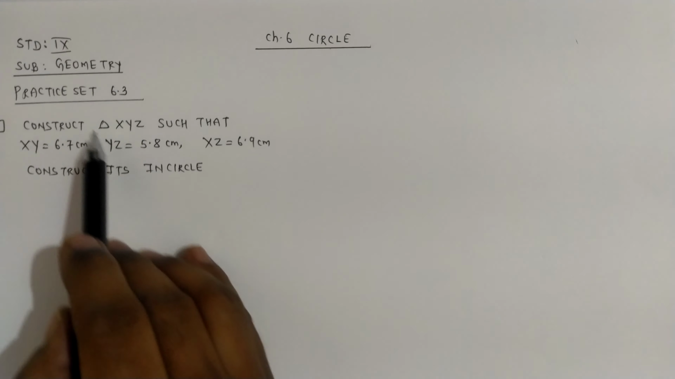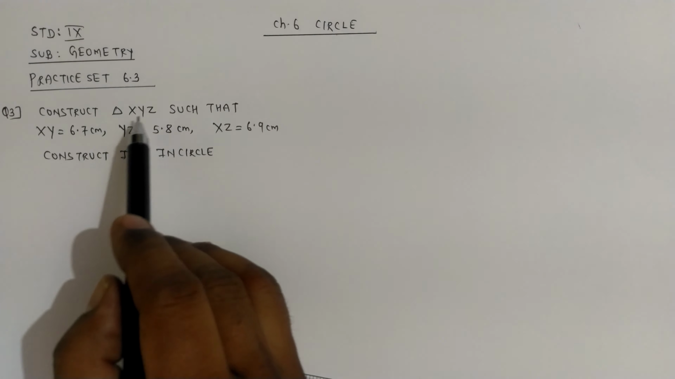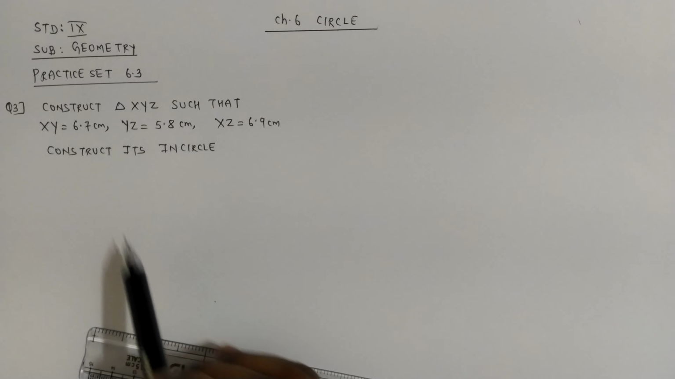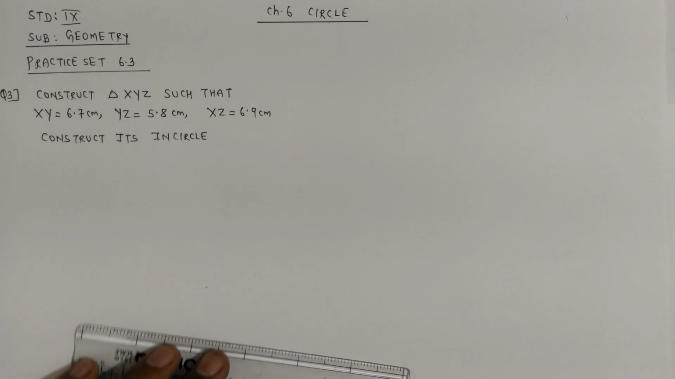We can see that for triangle XYZ all three sides are given. The first step, we will construct triangle XYZ, right? And then we have to draw the incircle for that. Let us see the rough figure for these children. Now see the rough figure.